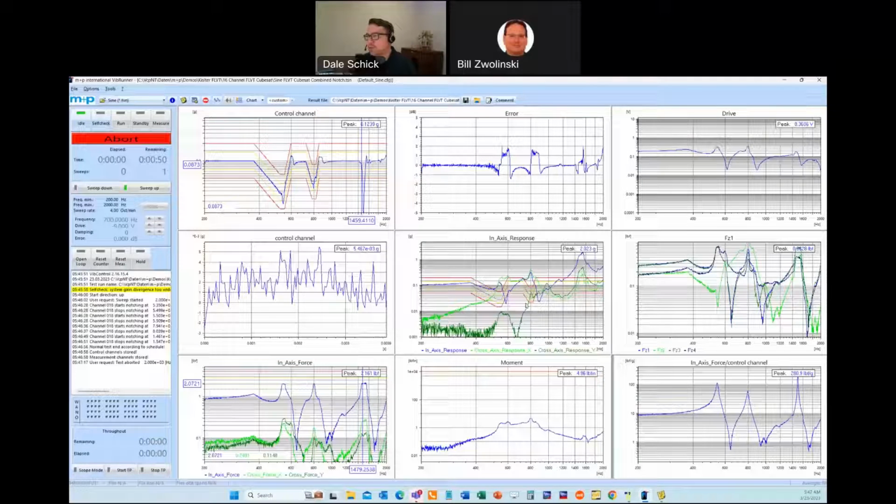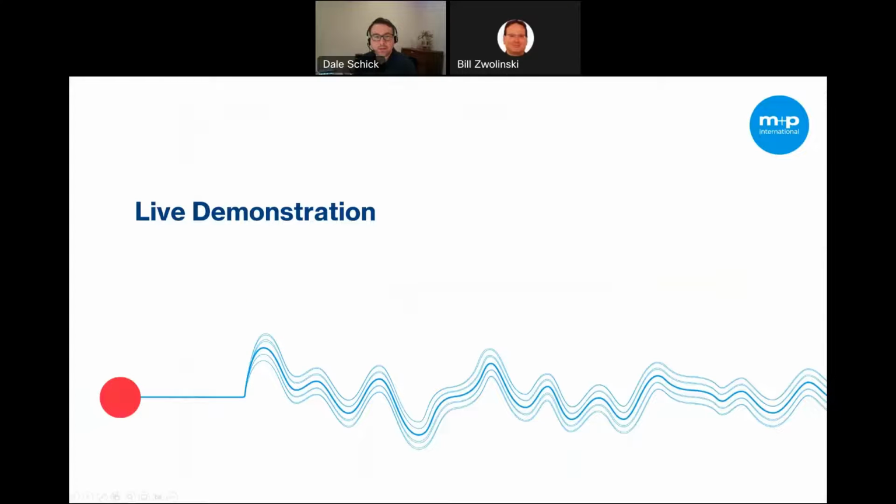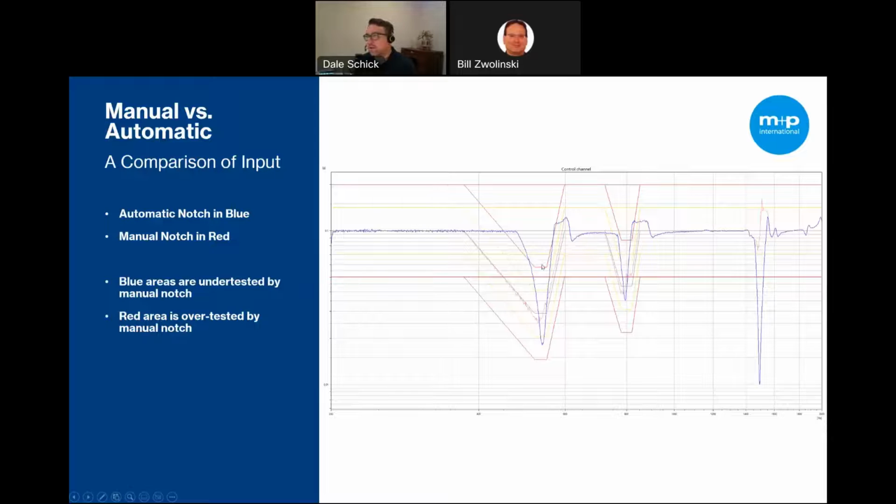Now, how can I compare these two? So I've got this comparison here. This is the automatic notch in blue, which we had run as our second run. The manual notch in red, which was our first.